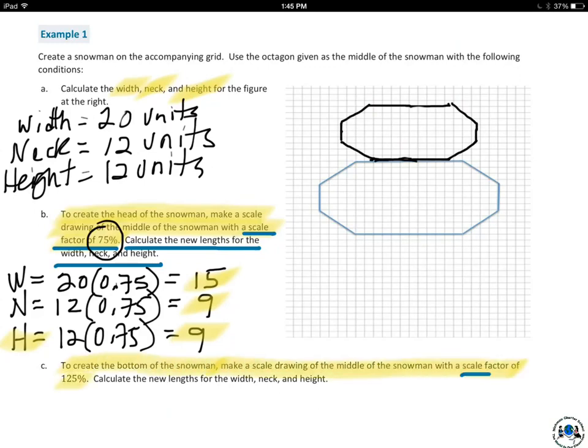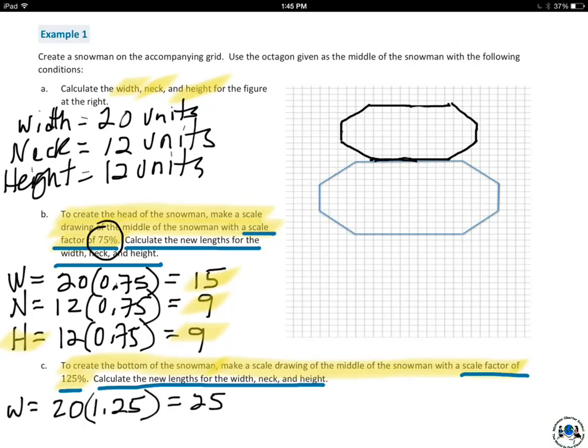All right, so now to create the bottom of the snowman, we're going to make a scale drawing of the middle of the snowman. Again, we're using that middle snowman part as our original, or our actual. We're going to have a scale factor now of 125%. So we're going to calculate the new lengths for the width, neck, and height.